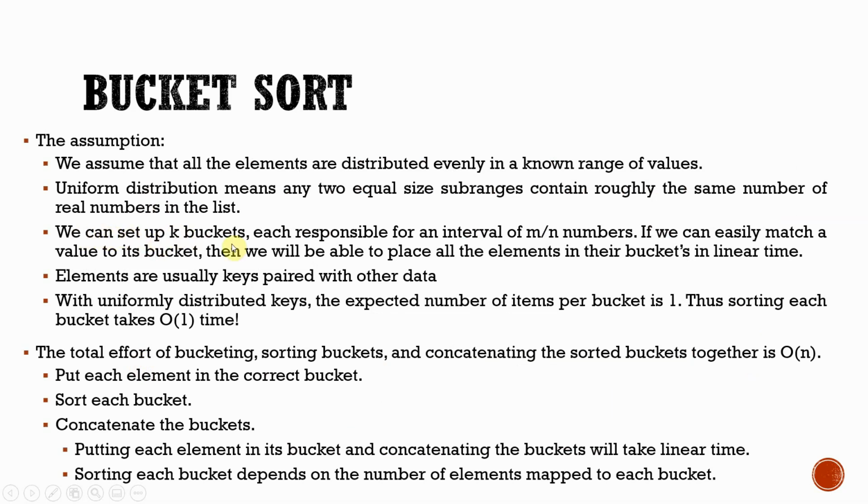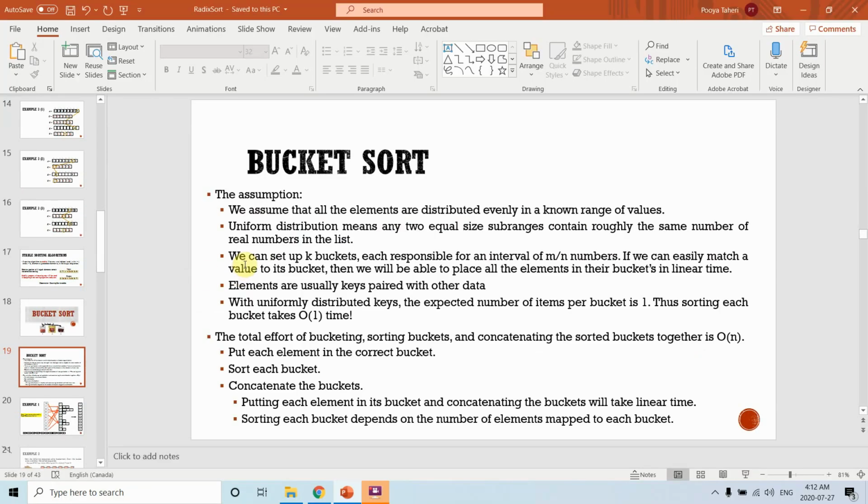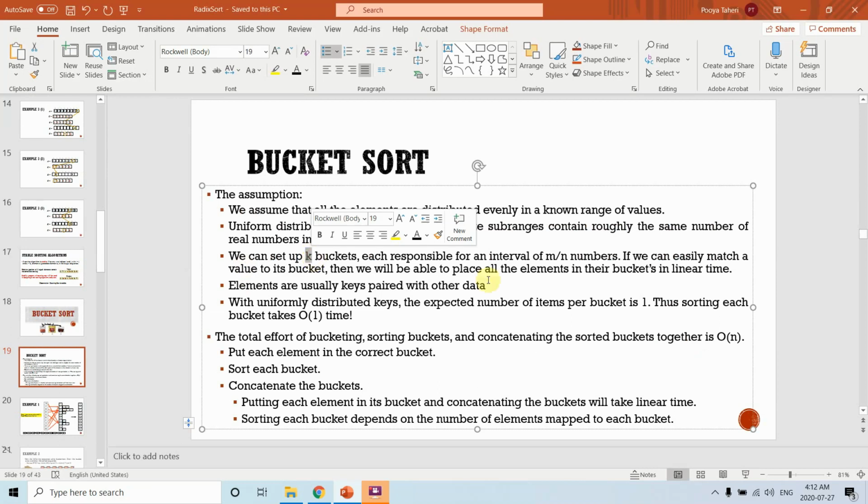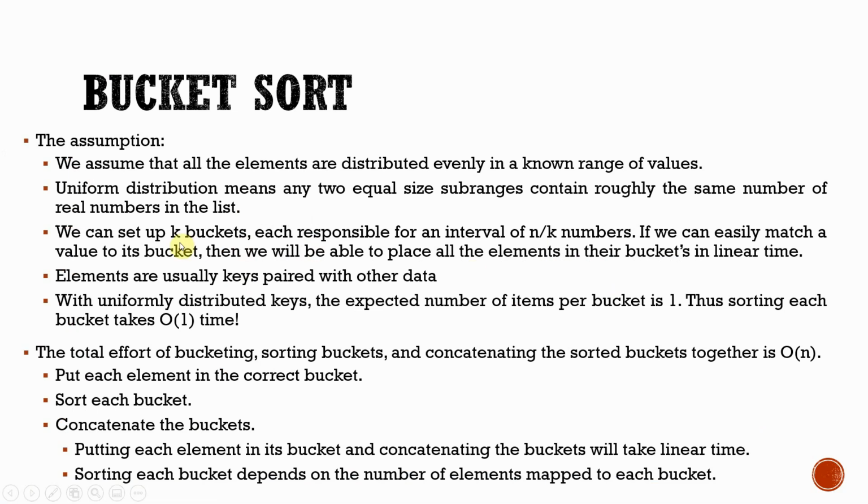We can set up k buckets, each responsible for an interval. So if we have, sorry, this should be n buckets. Or if I want to make this one k, that's what would be good. Sorry about that. So if we have n numbers, we set up k buckets, so each should be responsible for an interval of n over k numbers. If we can easily match a value to its bucket, then we will be able to place all the elements in their buckets in linear time. We'll see what this statement means through examples.